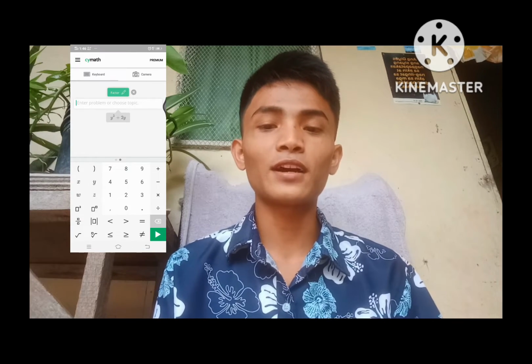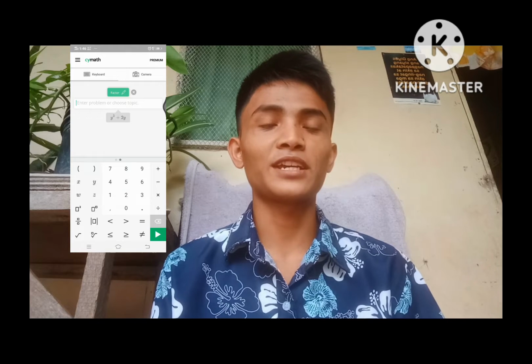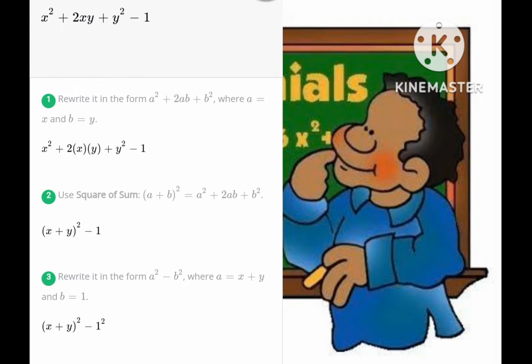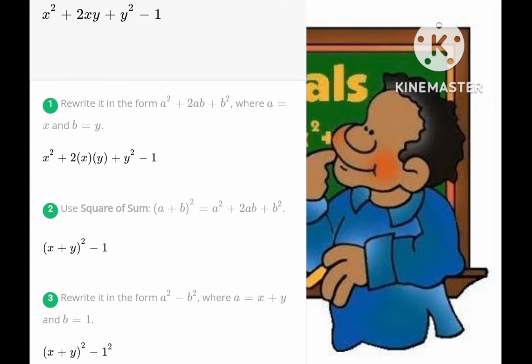I have here some equations that we need to factor using the Cymath application. If we have the polynomial x squared plus 2xy plus y squared minus 1, we can group the first three terms to form a perfect square trinomial, which we factor as the square of a binomial. Then we have the difference of two squares.